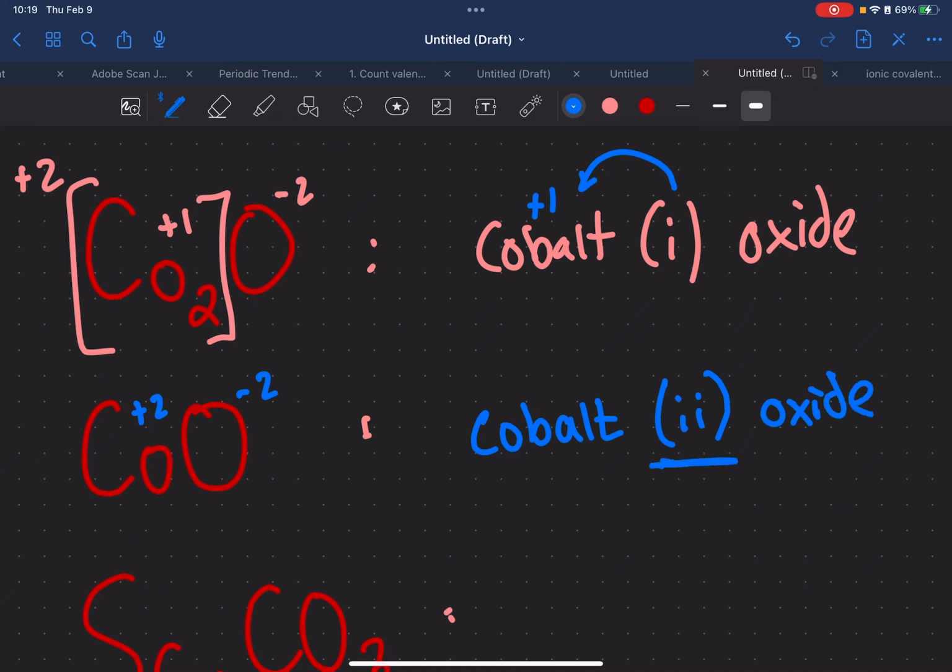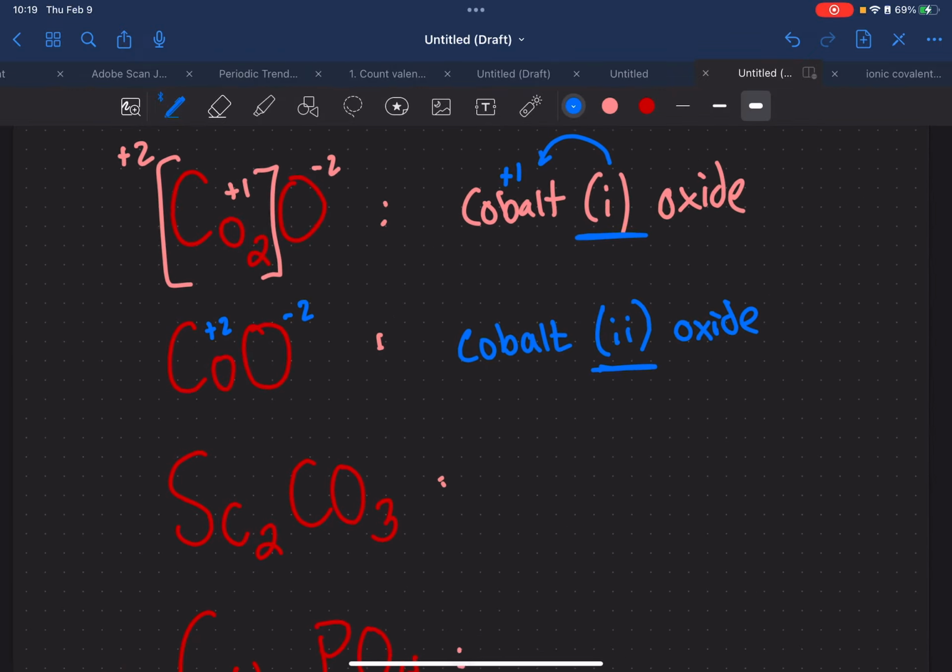So you can see that this does all of the work. We don't need to specify monoxide, dioxide, dicobalt, monocobalt. We just put in the charge of the ionic compound.